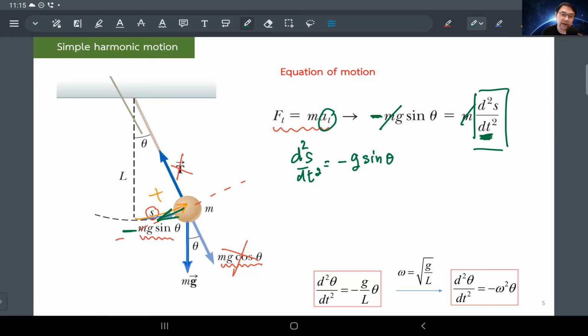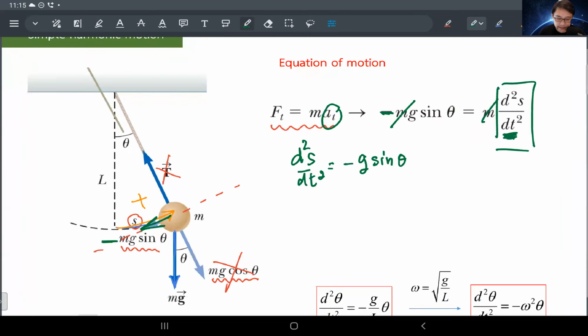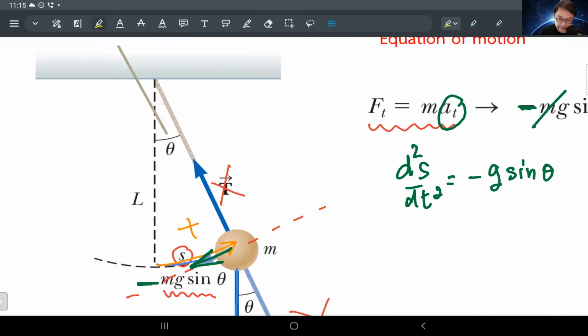But that's kind of bad because you have S on the left, and you have theta on the right. What do you want to do with this? Because they are different parameters, different variables. I can relate them because if you look at this, I can look at this.